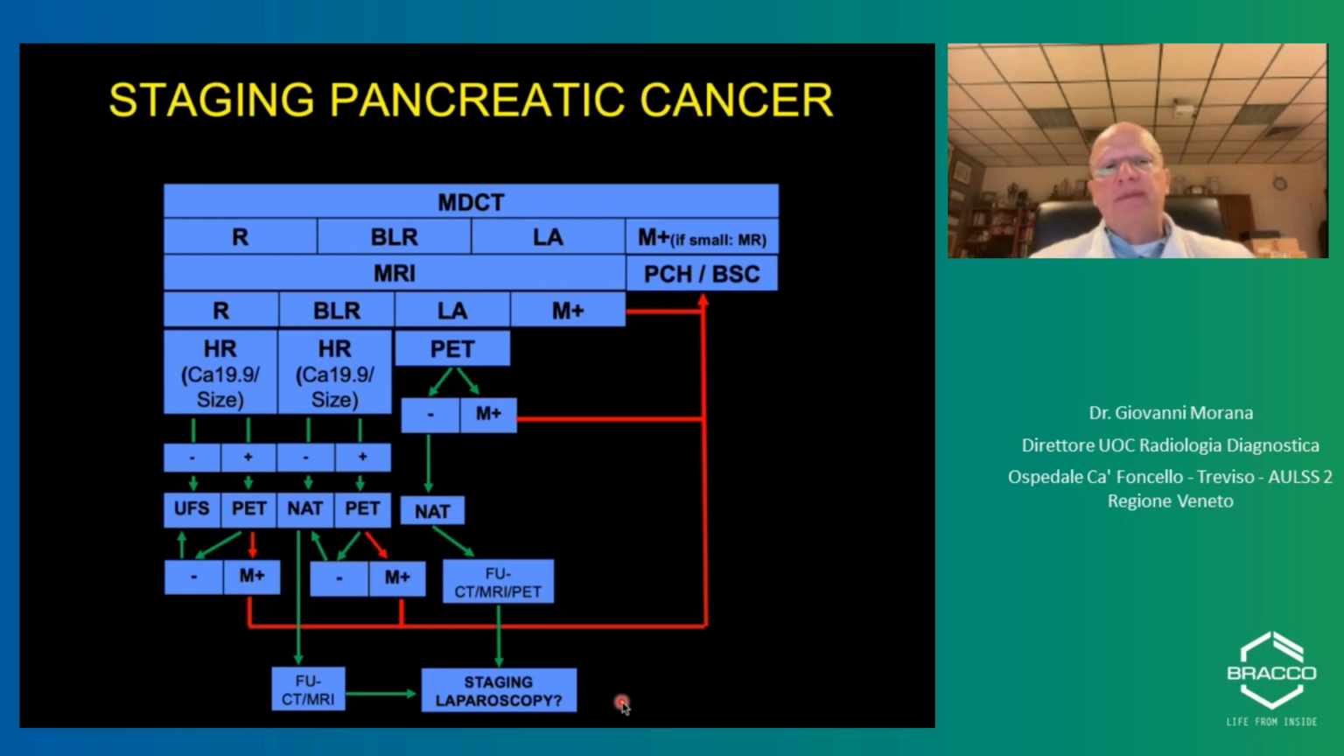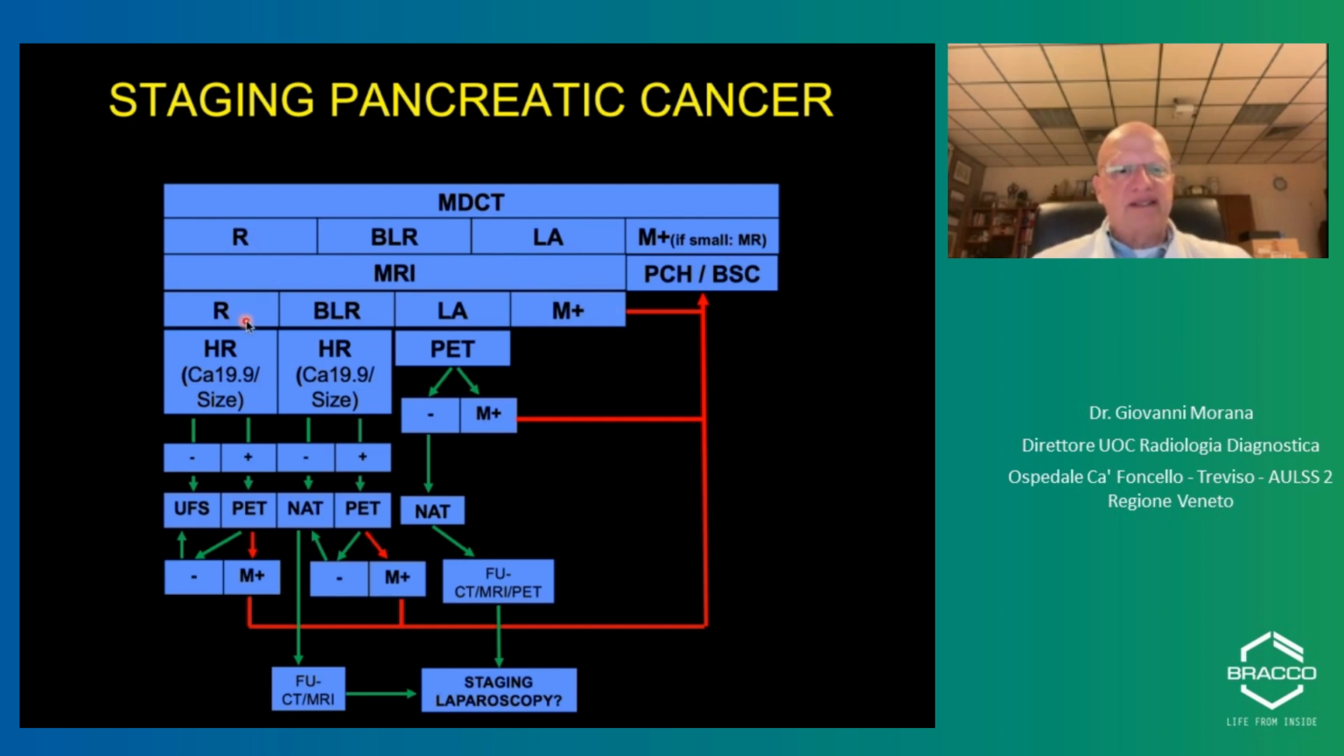So as a whole, how do we manage a patient with pancreatic cancer after multi-detector CT? If the lesion is resectable, borderline, locally advanced, or metastatic. In case of metastatic, of course, we have best supportive care or palliative chemotherapy, but in case the patient is still potentially resectable, we have to perform MRI in order to exclude the presence of a small hepatic metastasis. In this case, once again, they go to best supportive care.